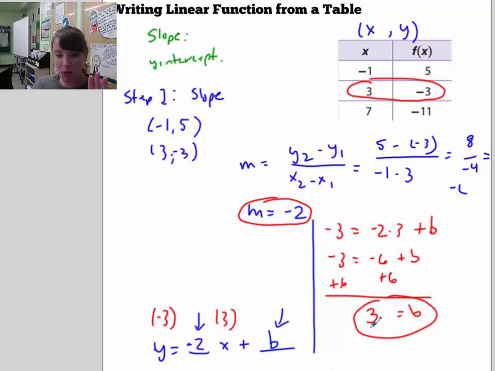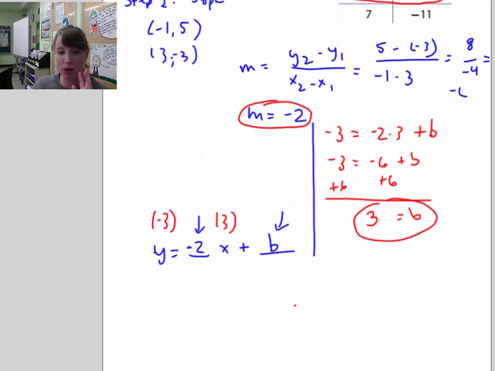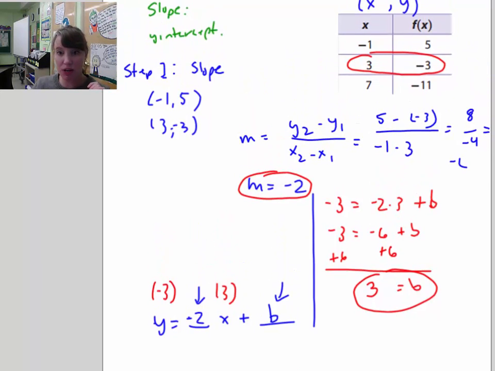So now that I have the y-intercept, I'm going to disregard the point that I used before. I don't need that point anymore. That point only helped me find the b. Now I want to write the solution to all of these. I want to write the equation, which is going to be an infinite number.